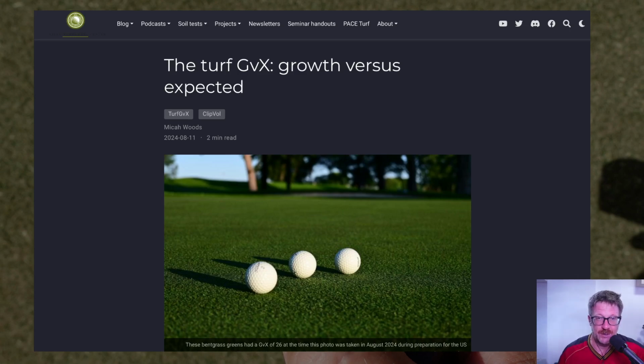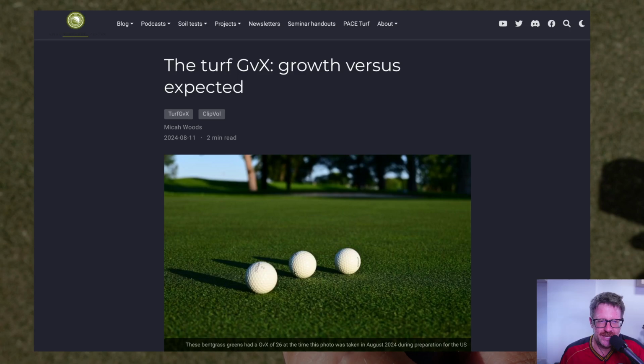And the Turf Speedo has some other issues where people might visualize a Speedo brand swimsuit related to turf, and that isn't quite so professional. So Turf GvX is something that is unique, and the G stands for growth, the V stands for versus, and the X stands for expected. So what we're looking at is how much is the grass growing compared to how much it's expected to grow.